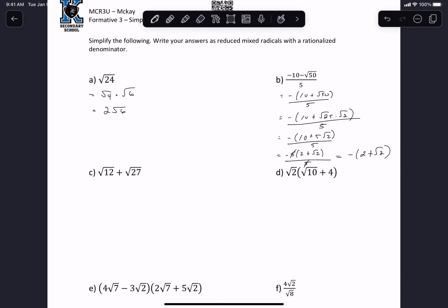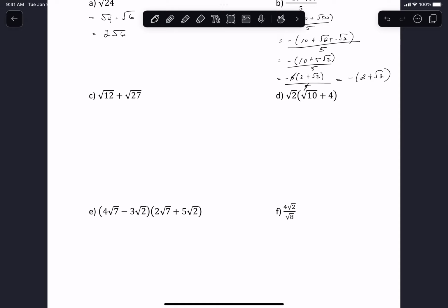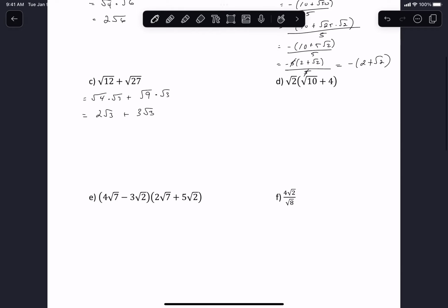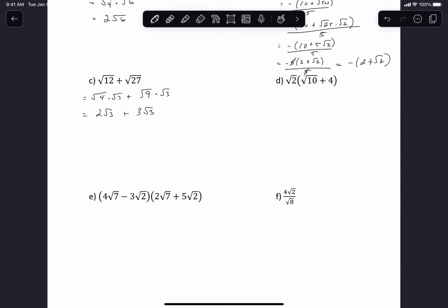Alright, not bad. Next one, root of 12 is equal to the square root of 4 multiplied by the square root of 3. And then we're going to add that to the square root of 27, which can be broken down into square root 9 times root 3. So I get 2 root 3's plus 3 root 3's. At which point we can treat these as if this was 2x plus 3x. We could just combine them. They're like terms now, right? And so I think 5 root 3's is going to be my answer there.